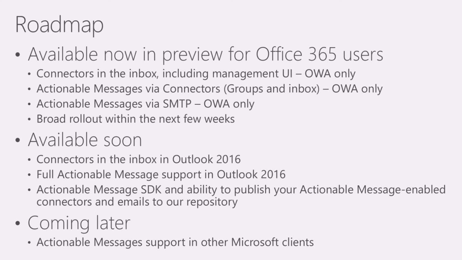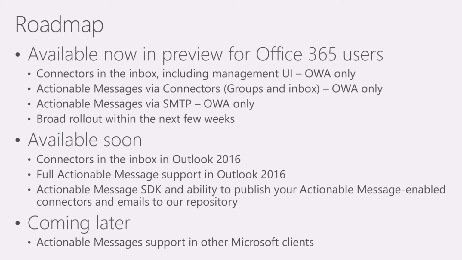Thanks, David. So here's the roadmap. The following are available now in preview for our Office 365 users, specifically from OWA. So that's why it's in preview. We have connectors in the inbox, including the management UI. We have actionable messages for connectors, both with groups and inbox. Actionable messages for SMTP, something we just saw. And we have commenced broad rollout. So if you wait for a couple of weeks, you should see this lighting up in your tenants if you're on Office 365. And we really encourage you to try that out.